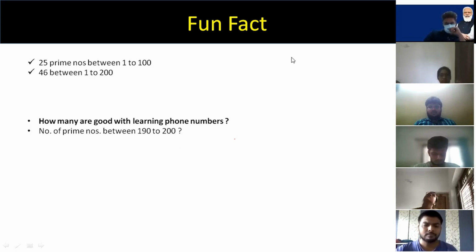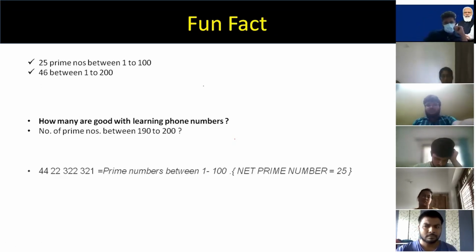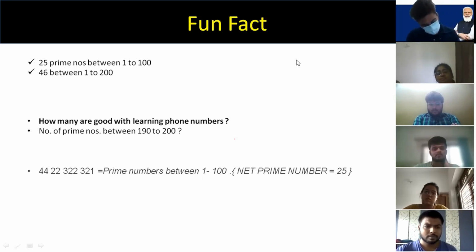Now, if I ask you how many prime numbers are there between 130 and 170, it will start becoming difficult to count them manually, right? So that is where the remembering-the-phone-number trick comes into the picture. First thing is, everyone learn by heart this number. It's a 10-digit number: 4422 322 321. Did everyone memorize it? It's quite simple. 44 and then you just divide it by 2. It is 22. Then you increase 2 by 3 and it is 322, and then you decrease it by 1. So it's 321. So 4422 322 321.